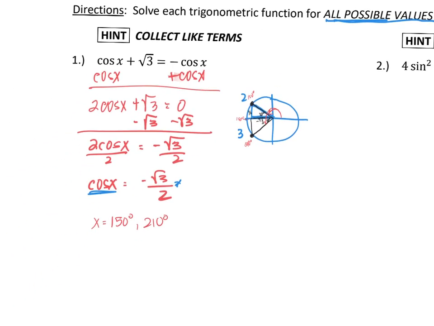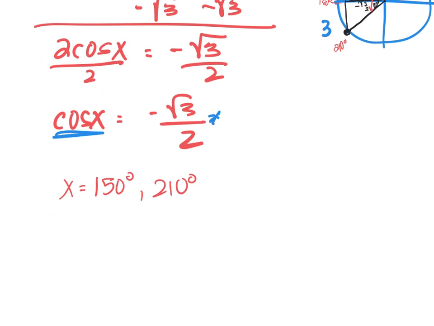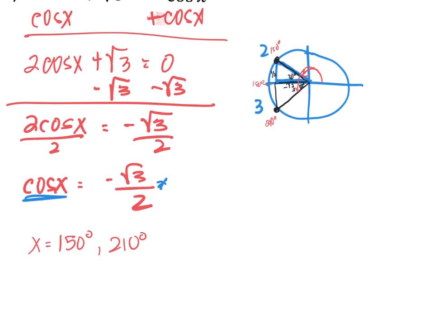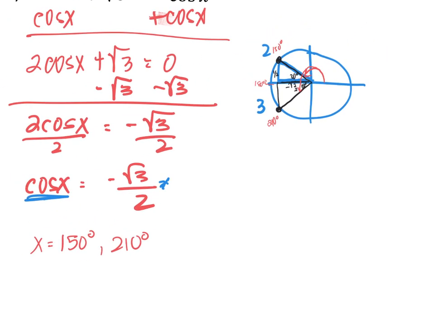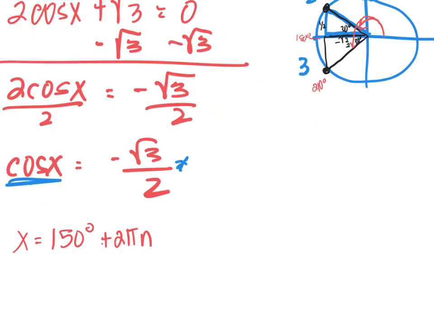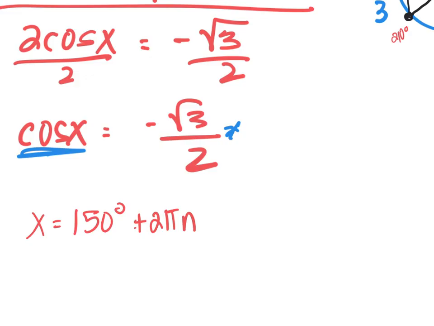But basically, we could go around the unit circle infinite times. And so how we get all of those answers is that we add 2 pi n to the end of our answers. So the answer is 150 plus 2 pi n, okay? I could add 2 pi infinitely many times. And then 210, I could add 2 pi infinitely many times, where n is an integer.